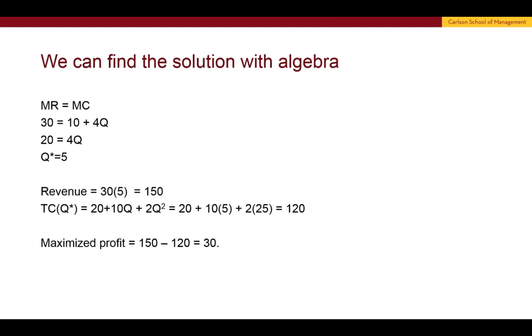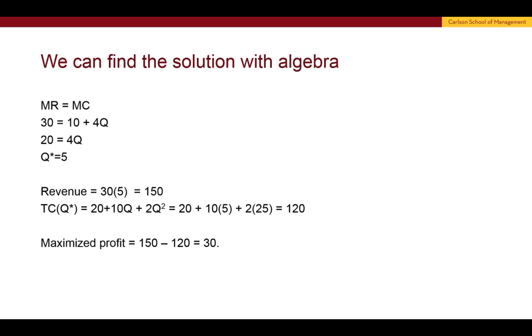What are we trying to do? To find the profit maximizing quantity, we want to find the quantity such that MR equals MC. So that's what these equations are solving. MR is the price, it's 30, and MC is 10 plus 4Q. So if we solve that equation, we get 20 equals 4Q, or Q star equals 5. So this firm would want to produce 5 units of output to maximize its profit.